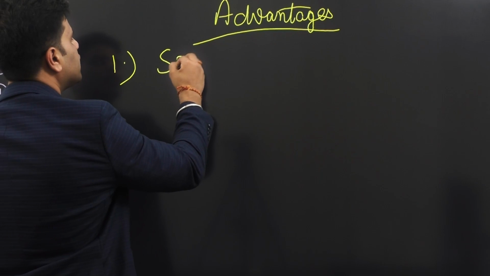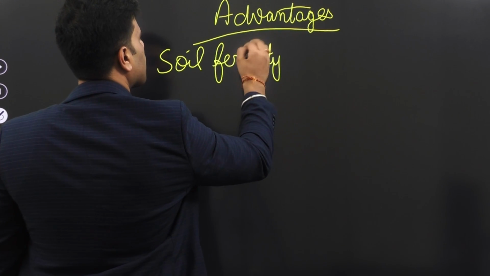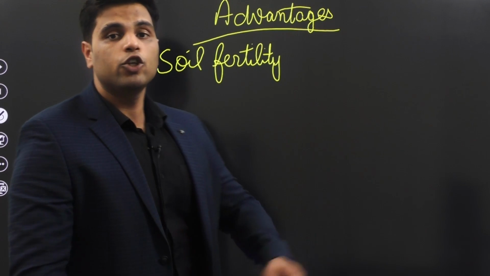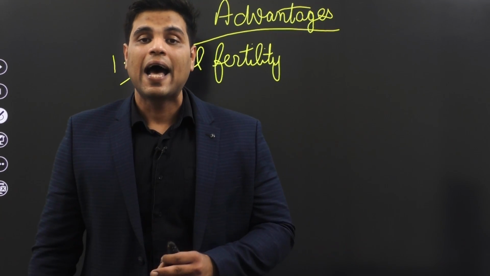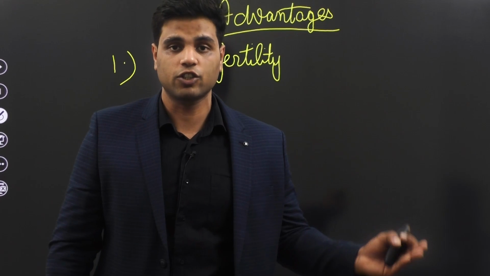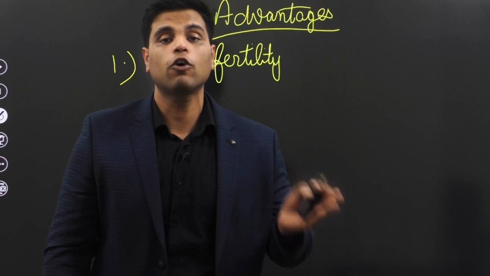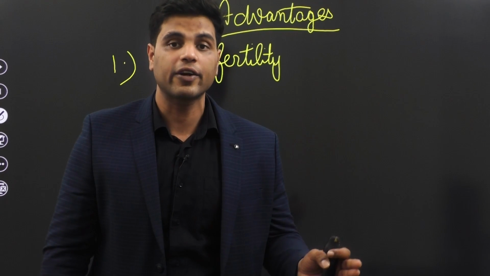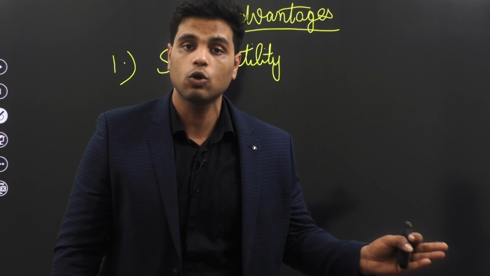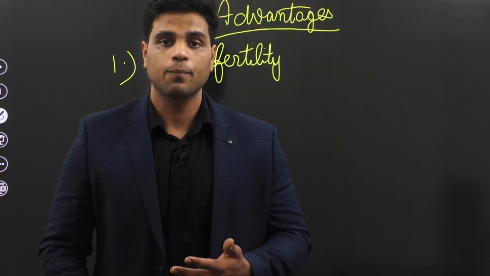Number one advantage, soil fertility. They say that overuse of, or too much dependence on, wheat and rice has destroyed the fertility of our soils, right? There are certain soils in India that are not conducive for growing rice. Various dry lands in India are not conducive for growing rice, but people are growing rice on those lands. Why? Simply because the government is supporting rice and wheat, right?